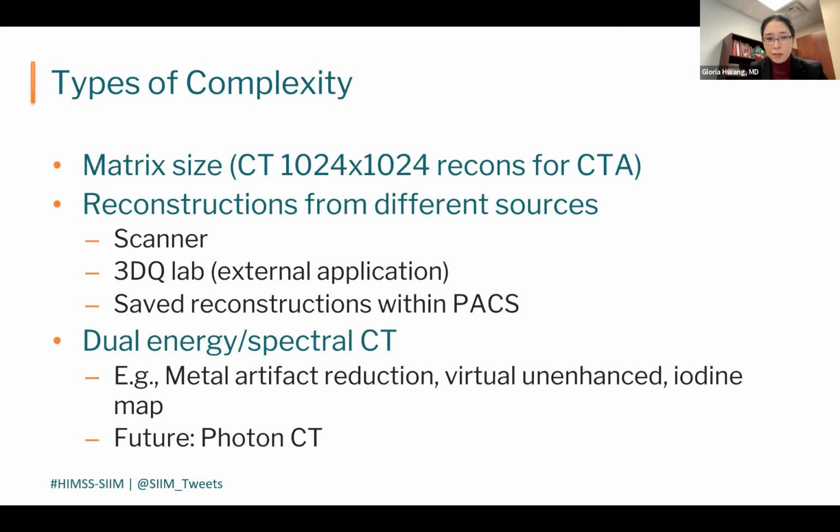One of the biggest introducers of complexity was the fact that some of our scans are performed on dual energy or spectral CT, and those would include metal artifact reduction if requested, virtual and enhanced images, and iodine maps. But a lot of our scanners are not dual energy and would not offer those only because they're not dual energy. And we are looking into photon CT in the near future, and that again will add additional complexity.